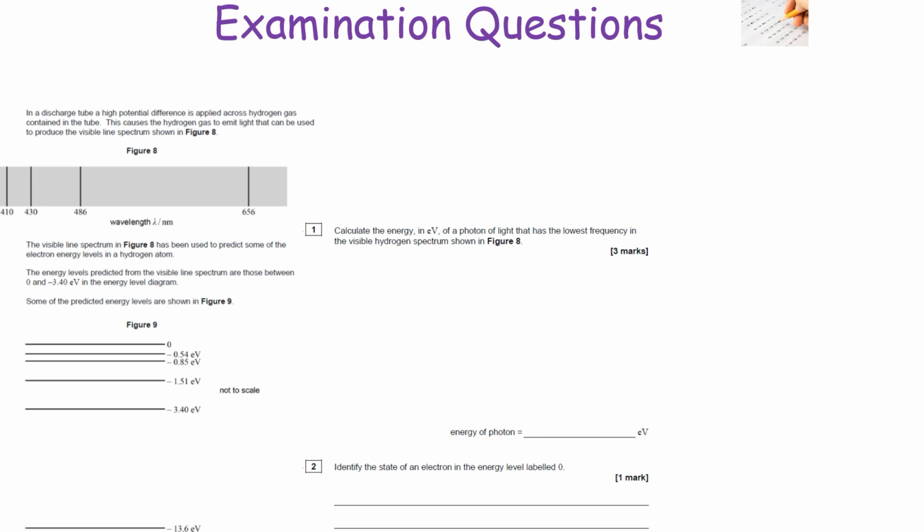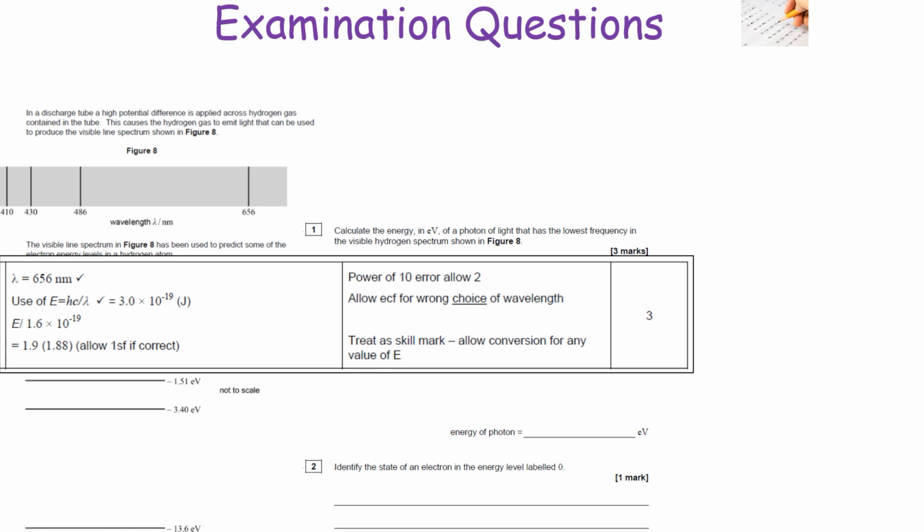Right, in this question, the first thing you've got to do is identify where you're going to get the lowest frequency. Well, the lowest frequency is going to be given on your spectrum by the longest wavelength, because the higher the wavelength, the lower the frequency. So we identify that our wavelength we're going to use is 656 nanometers. We can then say E equals hc over lambda. We know h, we know c, we've worked out what lambda is, and then we're going to work out what E is. So we work out E to be 3 times 10 to the minus 19 joules.